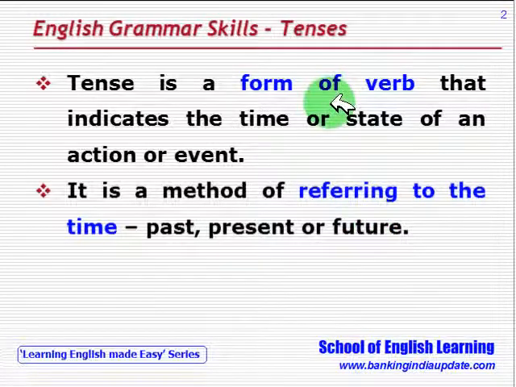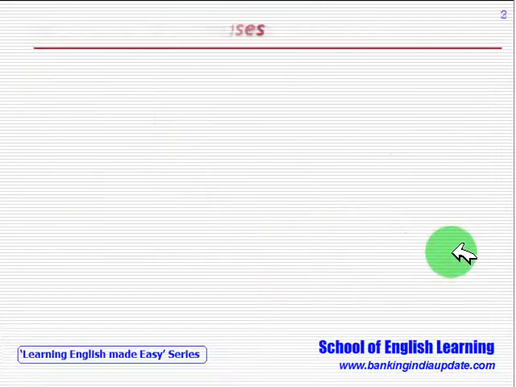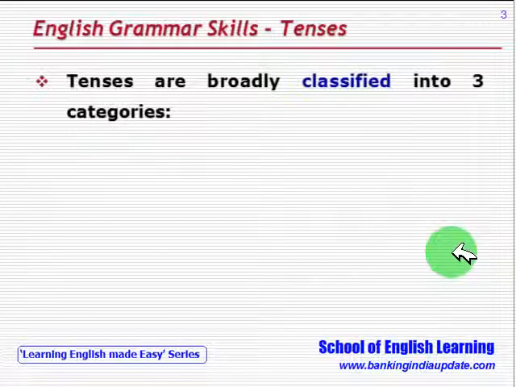So tense is a form of verb which indicates the time or condition of an action, state of an action or event. And through tense, we refer to time. This time could be past, present, or future. Tenses are broadly classified into three categories.